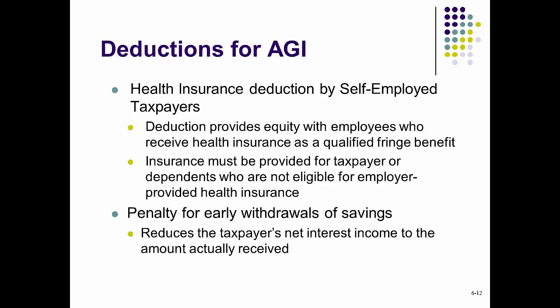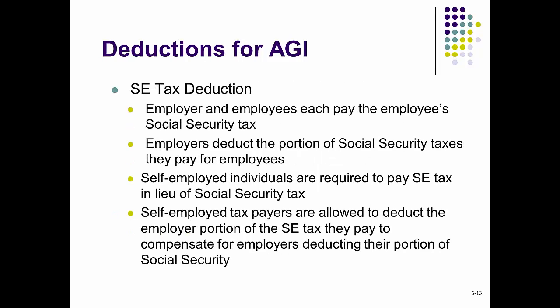Health insurance deduction by self-employed taxpayers. Congress allows self-employed taxpayers to claim personal health premiums for the taxpayer, spouse, dependents, and children who are younger than 27 years old as a deduction for AGI, up to the income of the self-employed taxpayer's trade or business. So, self-employment tax deduction. Self-employed taxpayers are allowed to deduct the employer portion of the self-employment tax they pay. Please see example 6-6 on page 6-9.